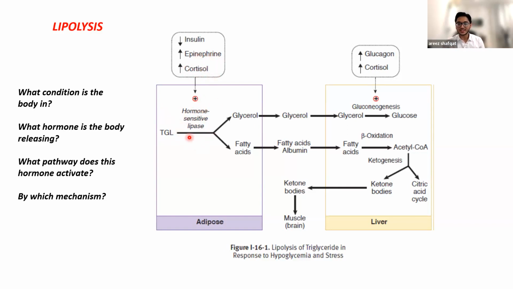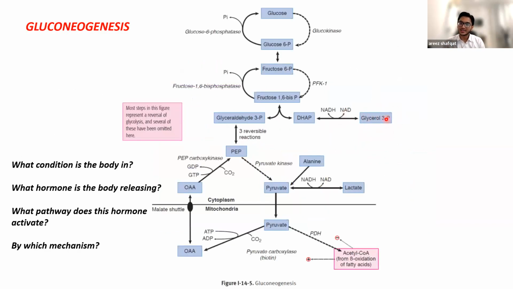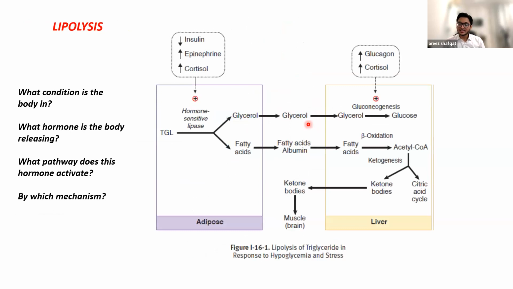This enzyme breaks down triglycerides into glycerol and fatty acid. The glycerol goes back into the liver, and glycerol is an intermediary of glycolysis. Look here, this is glycerol here. So glycerol from the adipose tissue goes back to the liver, and glycerol is made back into glucose. Okay, so this glycerol here is a source of glucose. It's a glucogenic substrate.